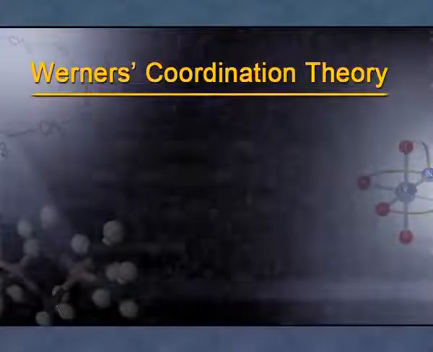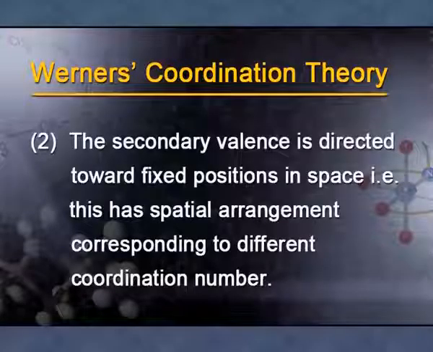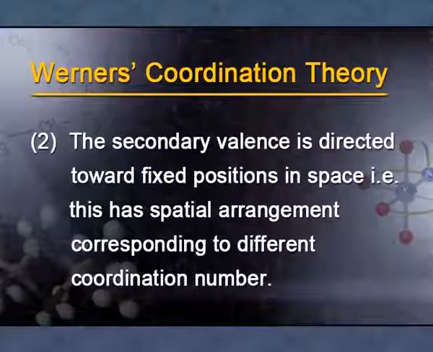Now, secondary valencies can be satisfied by the anions or neutral molecules or the cations. In modern terminology, secondary valencies correspond to the coordination number of the central metal ion. So if you know the coordination number, you can easily say the number of secondary valencies. For example, Cu(NH3)6 means the secondary valencies are 6. This should be clear here.